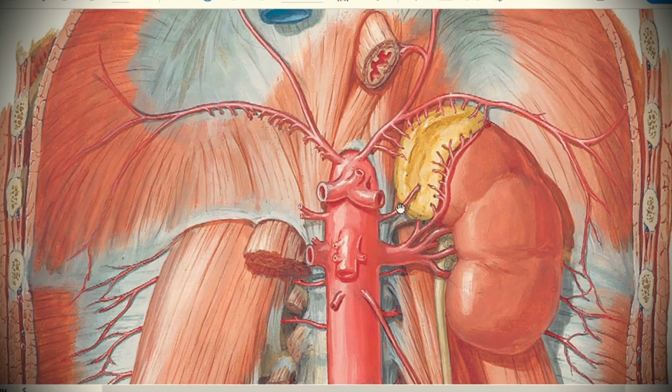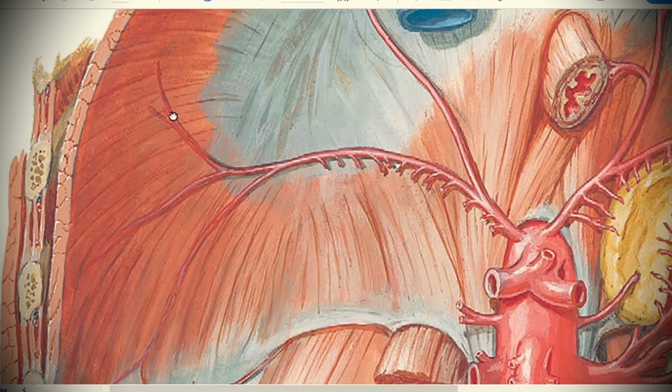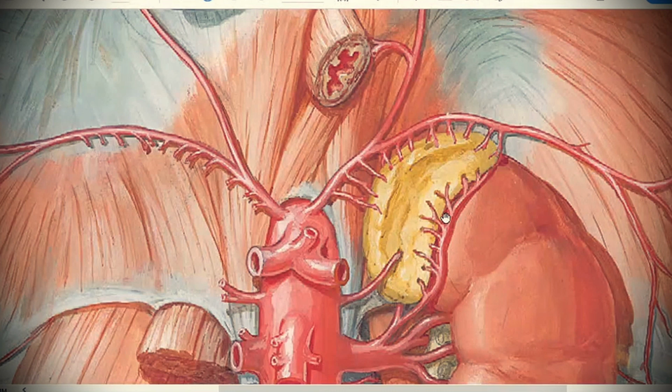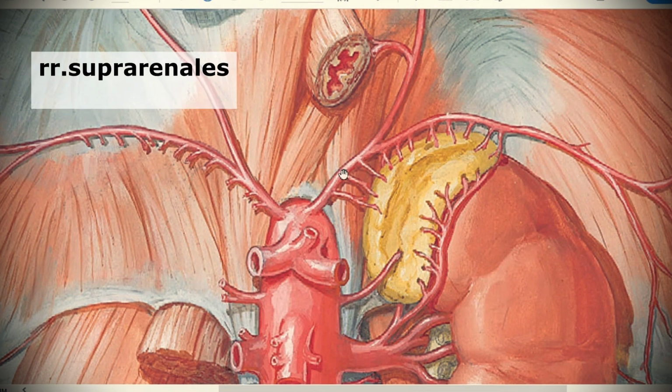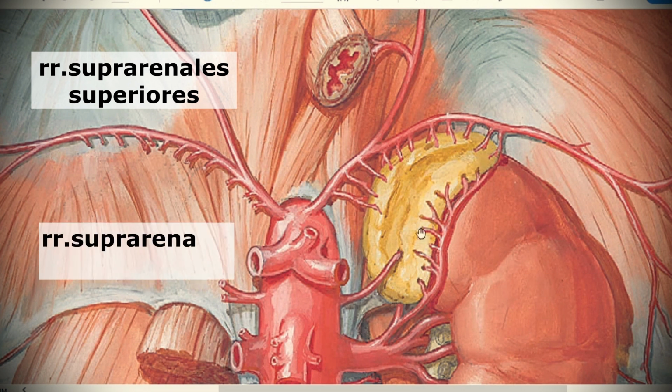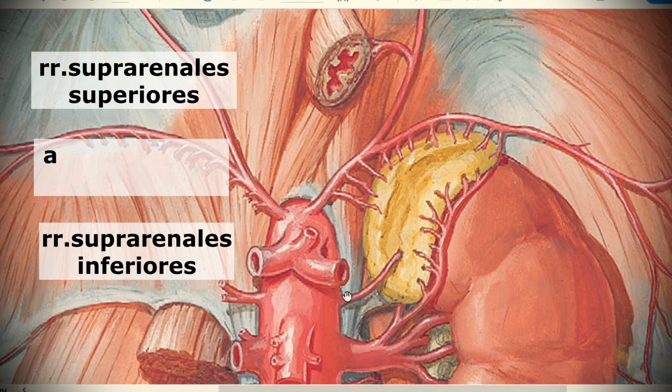Pay attention to the supply of the suprarenal gland, glandula suprarenalis, because it has three sources of supply. As you can see, it has rami supraglandularis superioris from the inferior phrenic artery. It gets rami suprarenalis inferioris from a branch of the renal artery, and it has arteria suprarenalis media directly from the aorta.